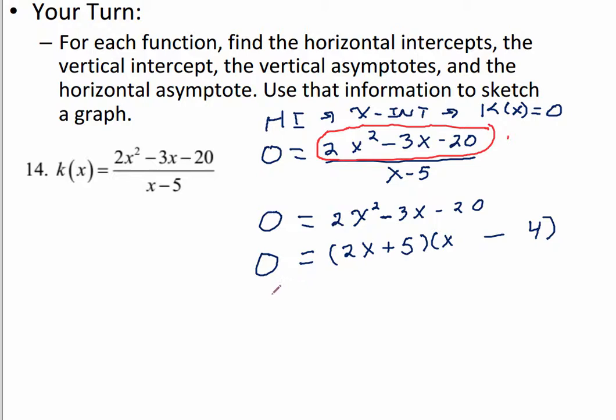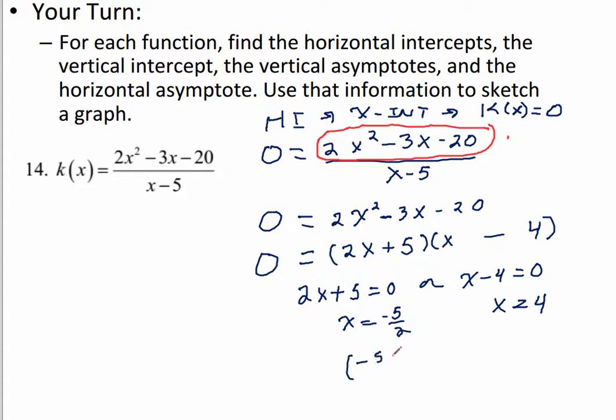So now I can go ahead and use the zero product property here, which says that 2x plus 5 is equal to 0, or x minus 4 is equal to 0, which says that x is equal to negative 5 halves, or x is equal to 4. So those are my two zeros, which gives me the intercepts are going to be at negative 5 halves by 0 and 4 by 0.